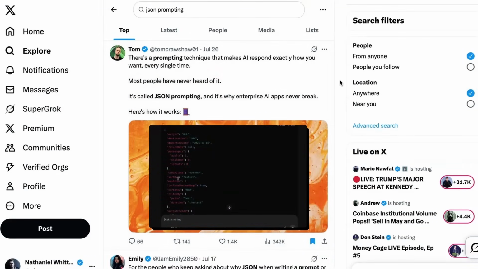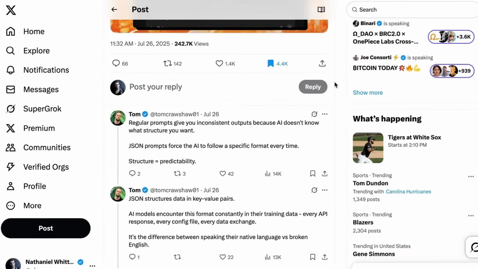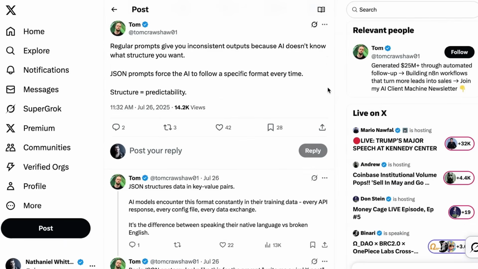You might have seen over the last month or so a rise in people talking about something called JSON prompting. Go search JSON prompting on X and you will see a million posts like this one. Tom Crawshaw01 writes, there's a prompting technique that makes AI respond exactly how you want every single time. It's called JSON prompting, and it's why enterprise AI apps never break. Regular prompts give you inconsistent outputs because AI doesn't know what structure you want. JSON prompts force the AI to follow a specific format every time.